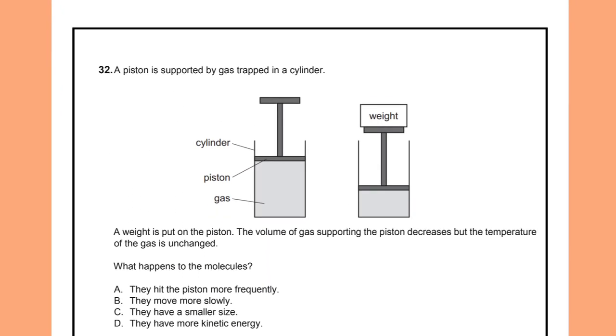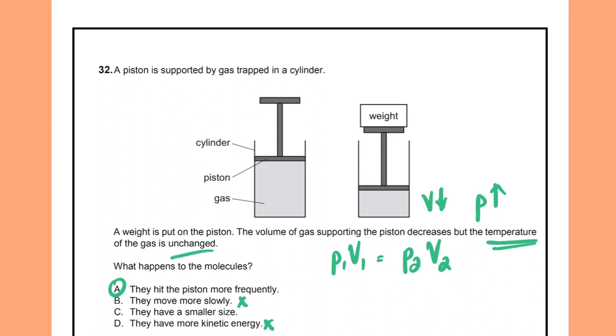32. Piston is supported by gas trapped in a cylinder. A weight is put on the piston. Volume of the gas supporting the piston decreases, but the temperature is unchanged. What happens to the molecules? Again, you know that as a result of the equation P1 V1 equals P2 V2, which really shows the inverse proportionality between pressure and volume. So here you can say that the volume of the gas is decreasing, so the pressure must increase. This is because they hit the piston more frequently. They move more slowly or faster, as is the case in D. Both of these are wrong because that just depends on the temperature, which is unchanged here. And particles themselves do not shrink or get bigger.